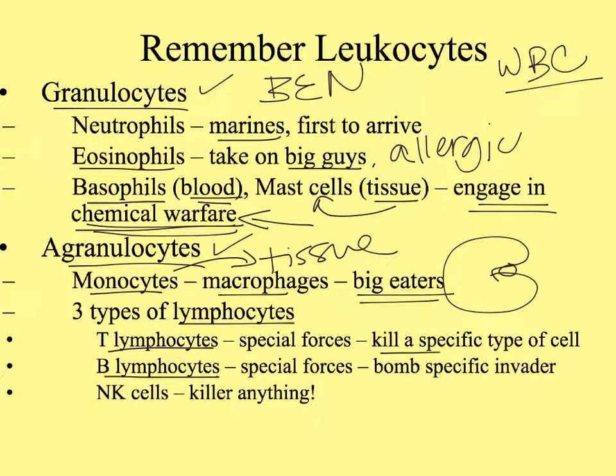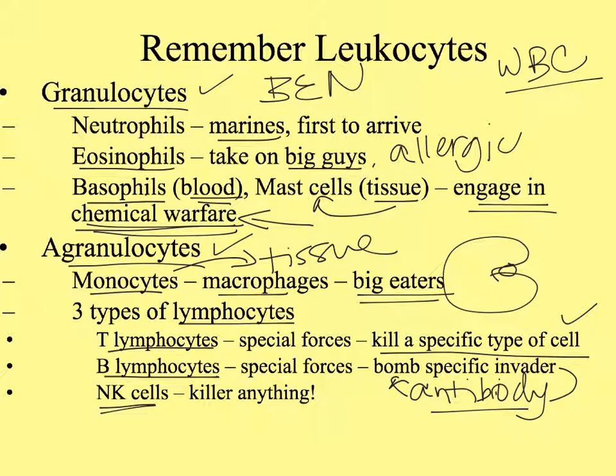T lymphocytes kill specific kinds of cells, so they're going to look for something like strep, and they're going to kill strep. B lymphocytes actually make antibodies. Okay, and the antibodies, we're going to kind of refer to as a bomb. And the bombs are very, very specific. So the antibodies are specific against a specific invader.